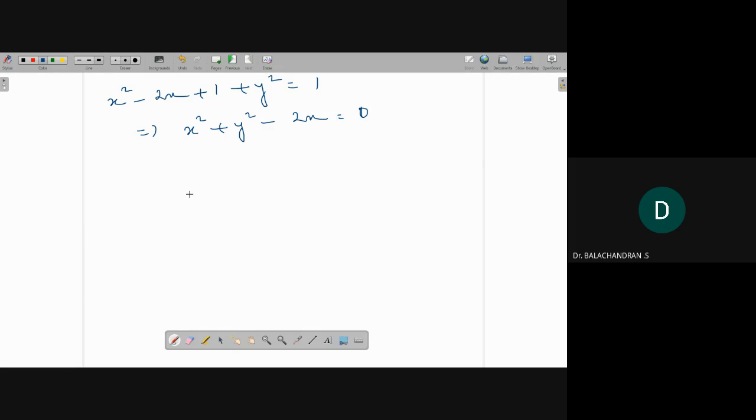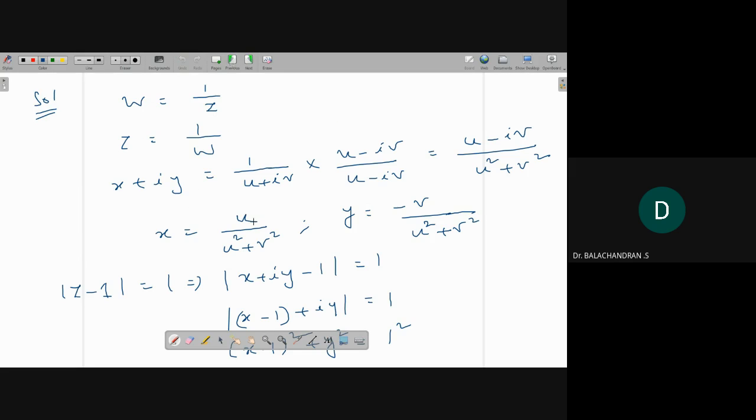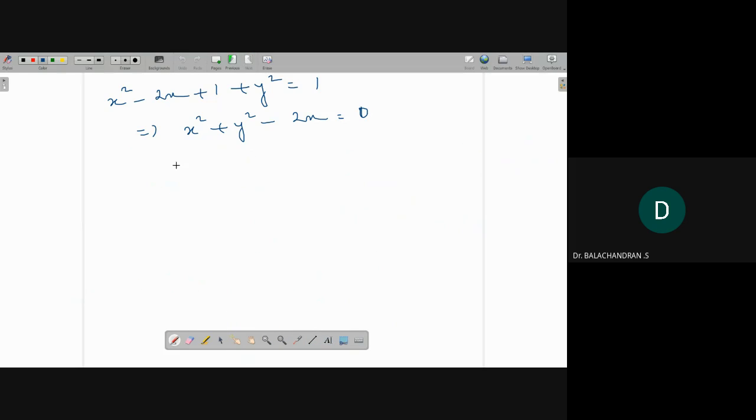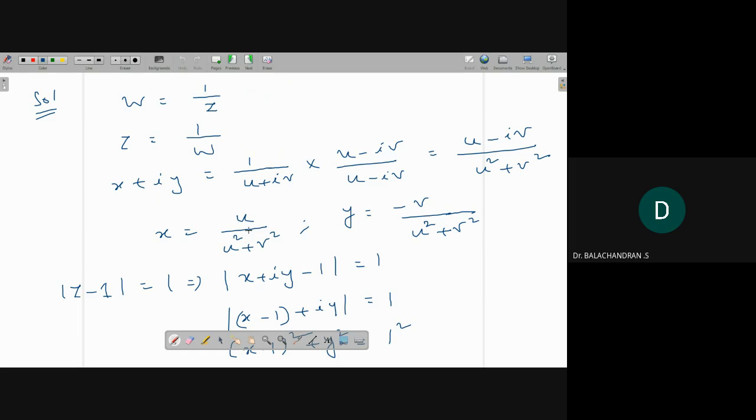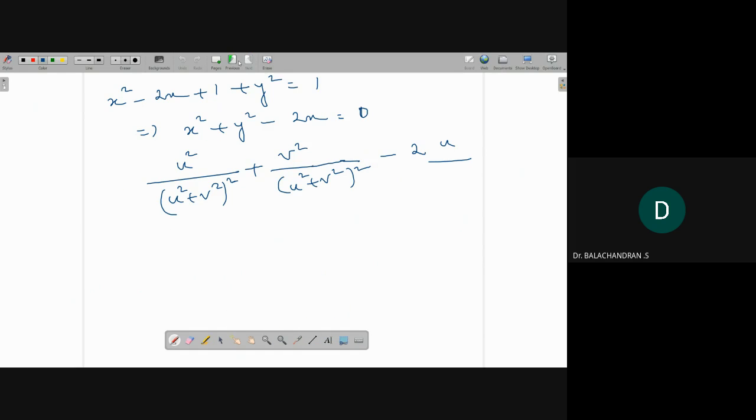So you know that x is u by u square plus v square. So x square is u square divided by u square plus v square whole square. Y square is v square by u square plus v square whole square. I think I missed a square here. Minus 2 into x, which is u by u square plus v square, equal to 0.